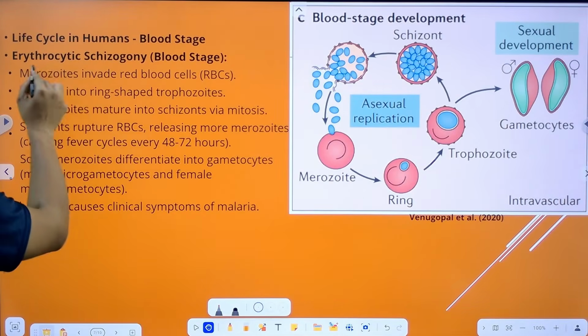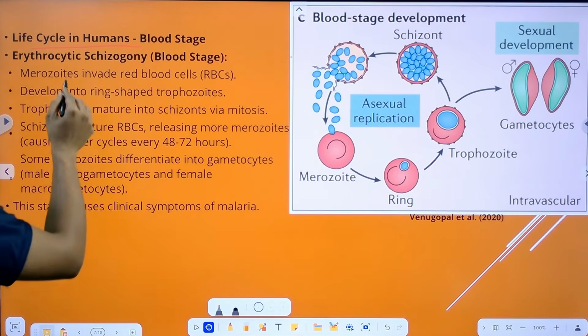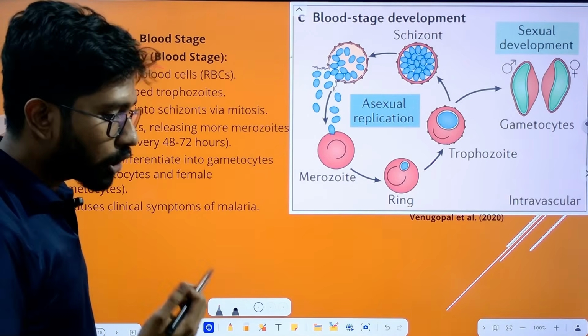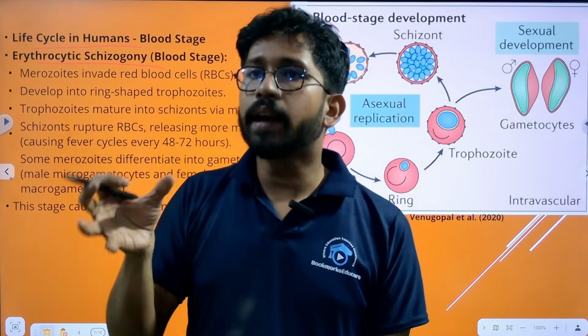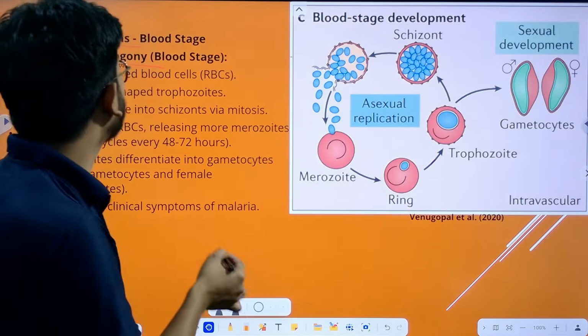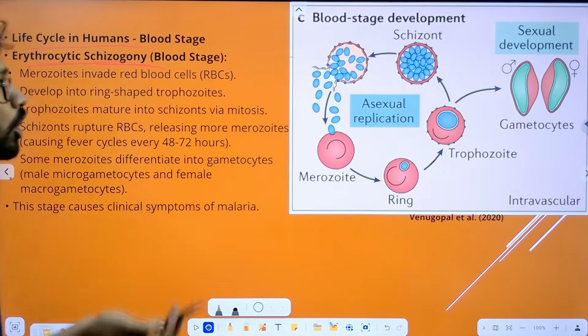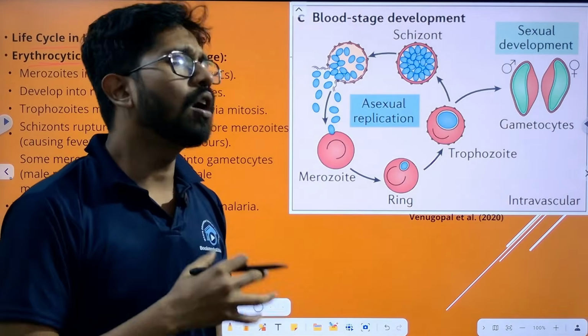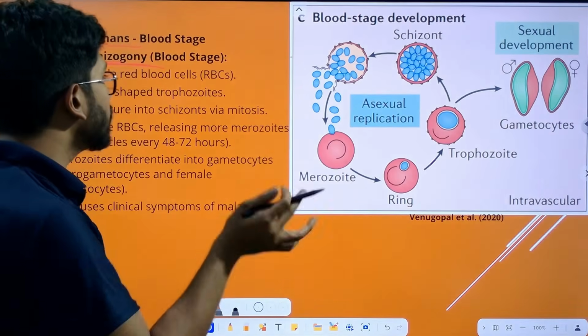Then see, this is the life cycle in human blood: erythrocytic schizogony. Erythrocyte, why? Because erythrocyte means RBC, and after the merozoite enters the RBC, some development takes place. That is why we call it erythrocytic schizogony. Schizogony because the merozoite further develops into schizonts. We will see that.